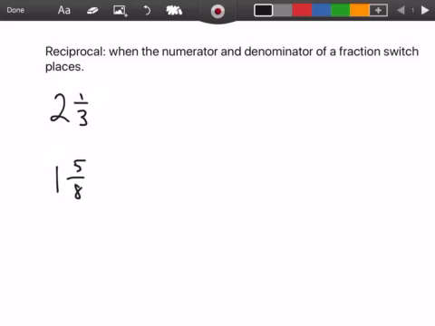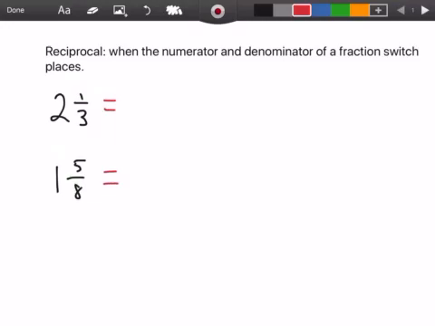We're going to work on dividing mixed numbers. Now the steps are very similar to dividing fractions, but first we have to make sure our mixed numbers are turned into improper fractions. So I want to talk about finding the reciprocals of mixed numbers. Like you probably guessed, first we need to change these into improper fractions before we can find the reciprocal.